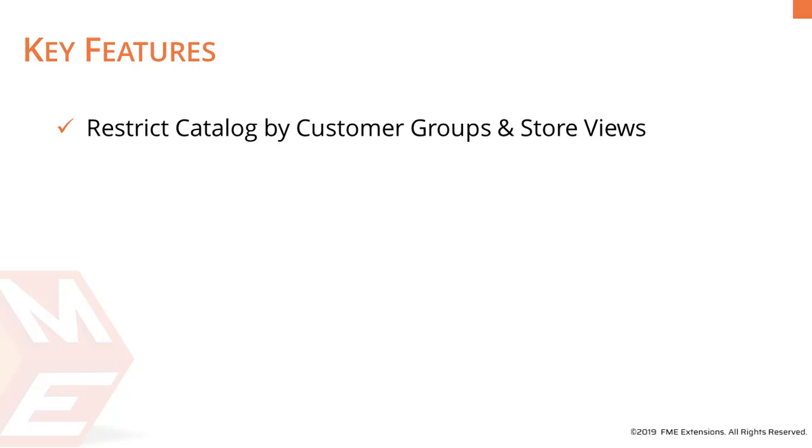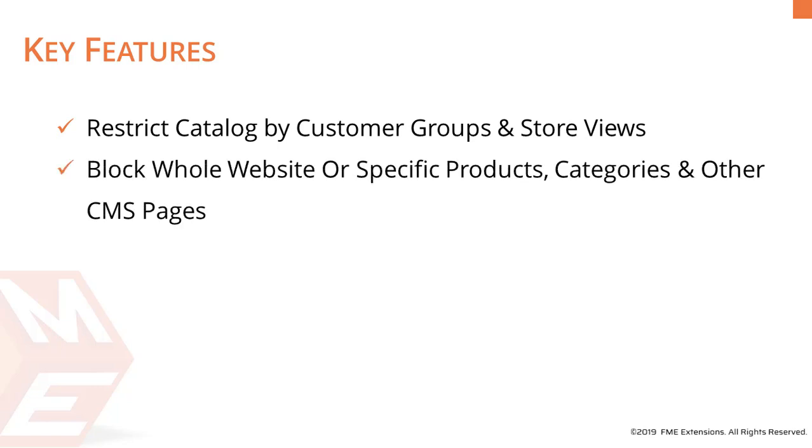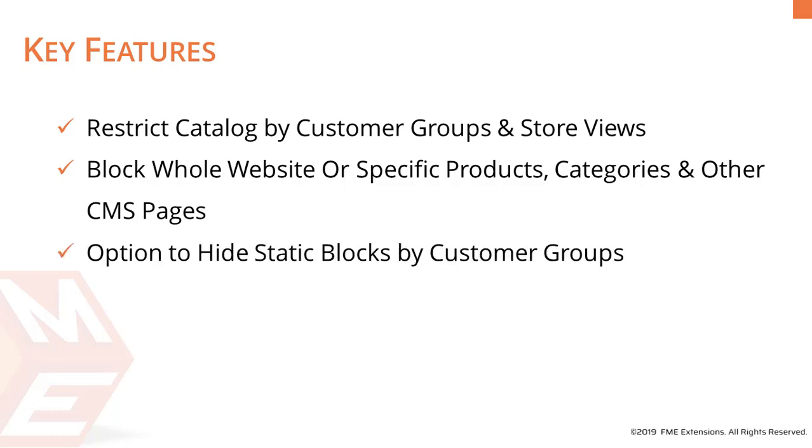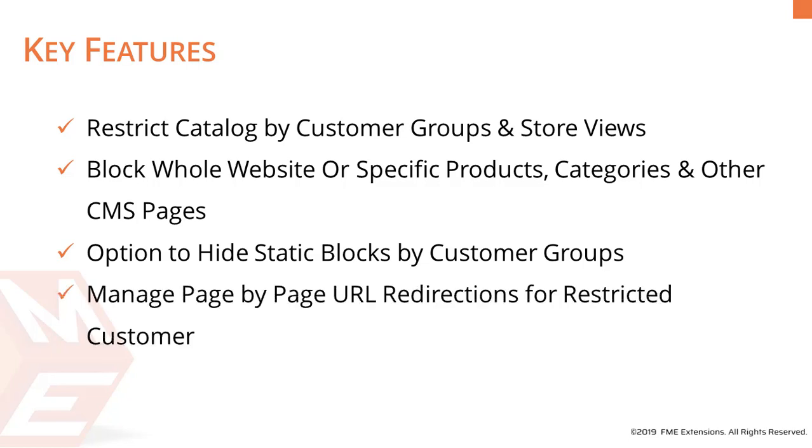Let's highlight the key features. The extension lets you restrict catalog by customer groups in store views. Options to block whole website or specific products, categories, and other CMS pages. Option to hide static blocks by customer groups. Finally, manage page-by-page URL redirections for restricted customer groups.